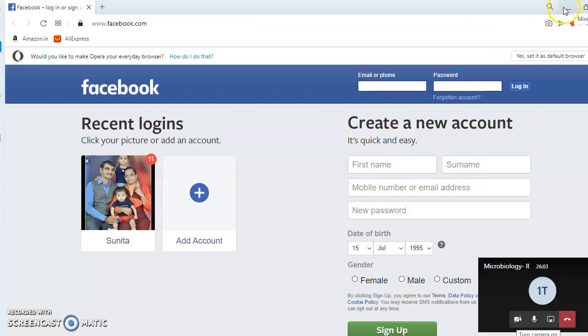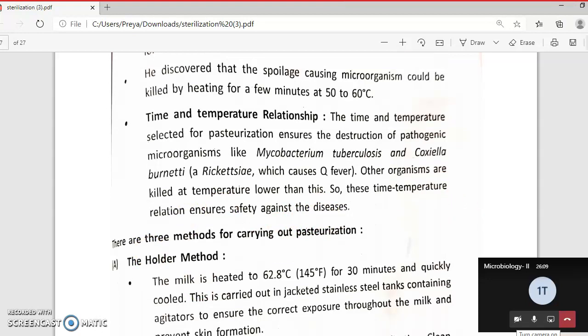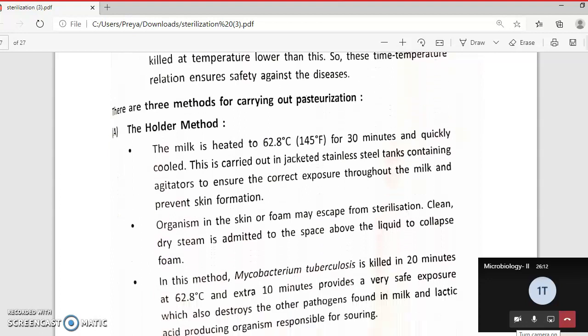Okay, so this time and temperature relationship ensures safety against the disease, right? What should we keep in mind about time and temperature? So pasteurization can be carried out by three methods. There are three methods for carrying out pasteurization. First is the Holder method. Now we should know that we are working below 100 degrees in pasteurization.